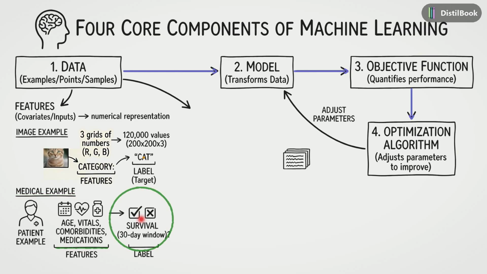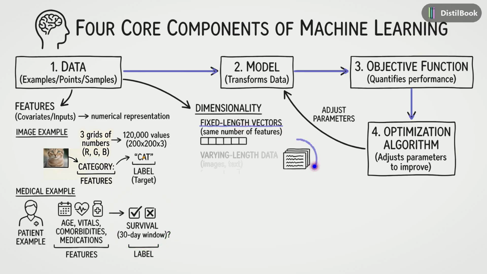The shape of this data matters. When every example has the exact same number of features, we call them fixed-length vectors. This is the standard dimensionality of the data. However, real-world data, like reviews or text, often comes as varying-length data because one review might be 3 words and another might be 3 paragraphs. Modern deep learning models are particularly good at handling this flexibility.